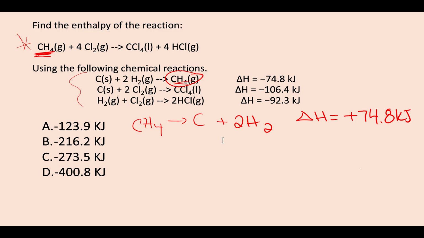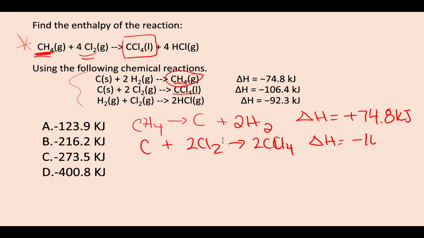I also usually keep the gases for last. So I'm going to move on to the next one, which is CCl4. I see it as a product in my target. I see it as a product in my manipulating equations. So I'm just going to write this one down again. 2CCl4, and because I'm keeping it the same, I don't do anything to my delta H.